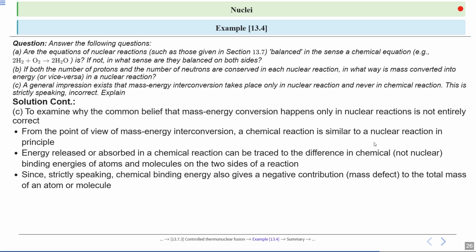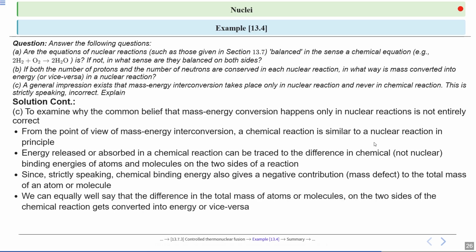Now let's focus on mass defect. Even in chemical reactions, the chemical binding energy contributes a small negative amount to the total mass of atoms or molecules. This means that the mass of a molecule is actually slightly less than the sum of the masses of its separate atoms due to the binding energy. So we can say that the difference in total mass of atoms or molecules before and after a chemical reaction is converted into energy or vice versa. This is just like what happens in nuclear reactions, but the effect is much smaller in chemical reactions.